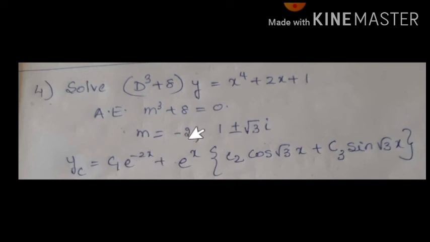C1 e to the power of minus 2x for the real root, and for the complex root alpha plus or minus i beta, I form e to the power of alpha x. Alpha value is 1. C2 into cos beta x. What is the beta value? Root 3 x. Plus C3 into sin root 3 x. This is the complementary function. Now let me do the particular integral.